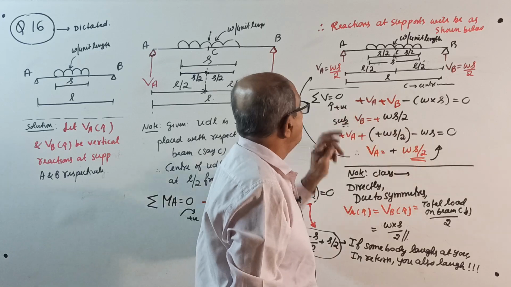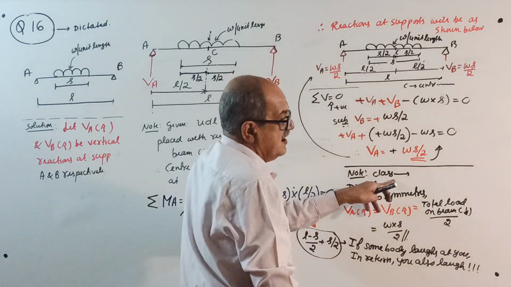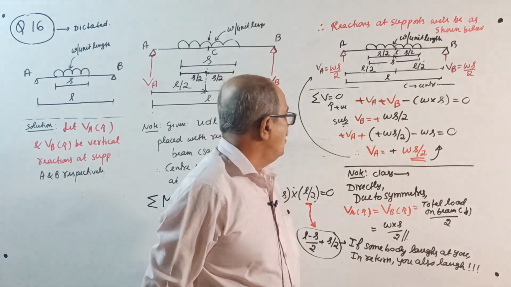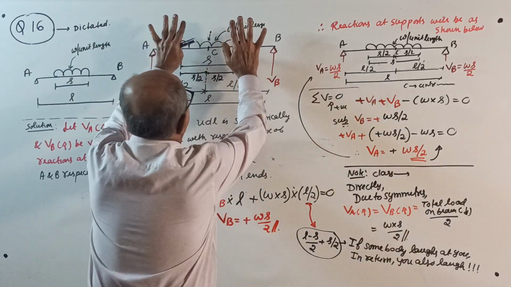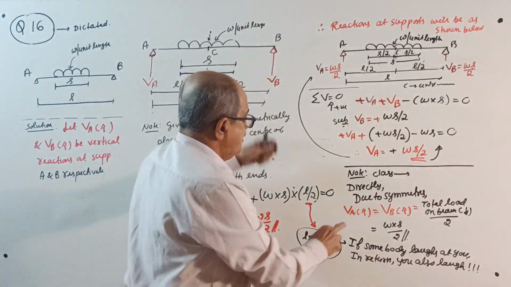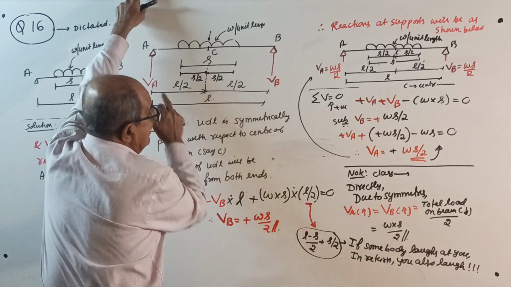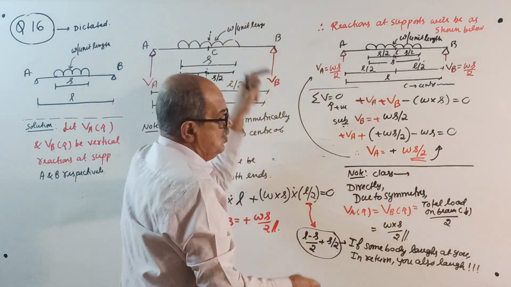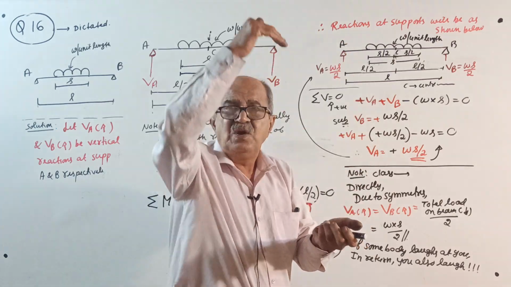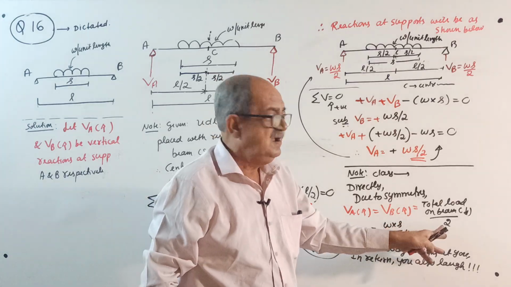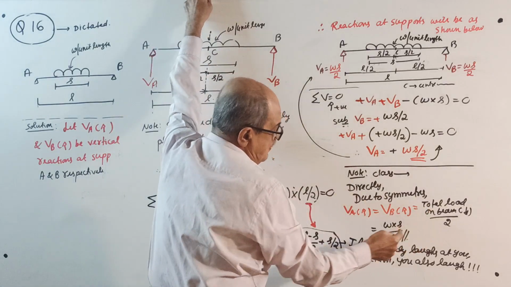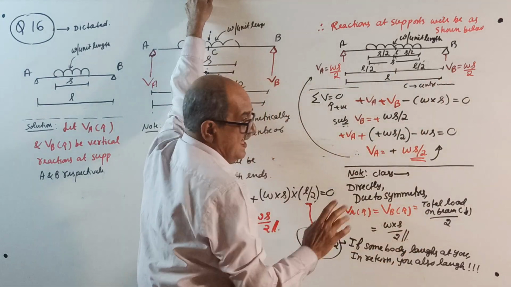Now, make a note. After everything is over, make a note. Class, you have actually unnecessarily wasted your time, because this is a perfect symmetrical case. When a perfect symmetrical case is there, it is a one-line answer. Due to symmetry, VA upward equals VB upward equals half the total load on the beam in the downward direction. Why? Reaction is equal to action in the opposite direction. Total load is W into S, divided by 2, we get the same answer right there.